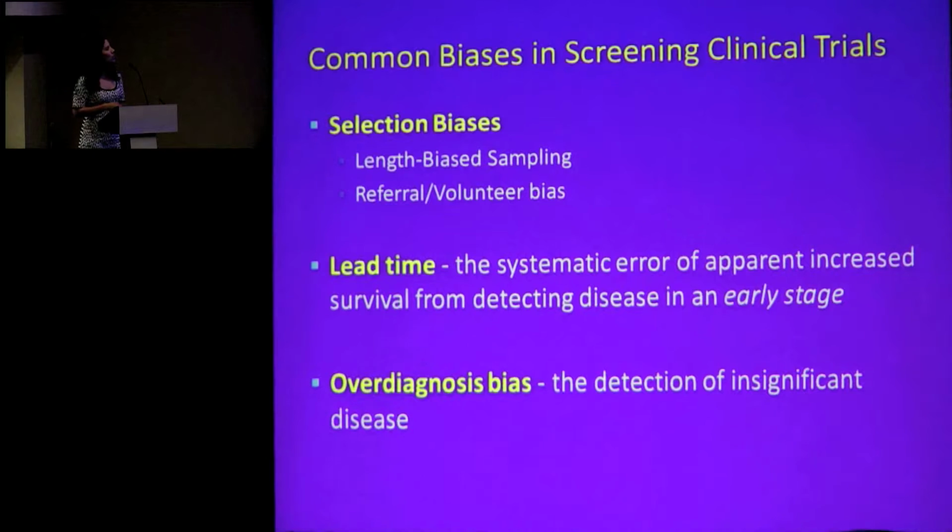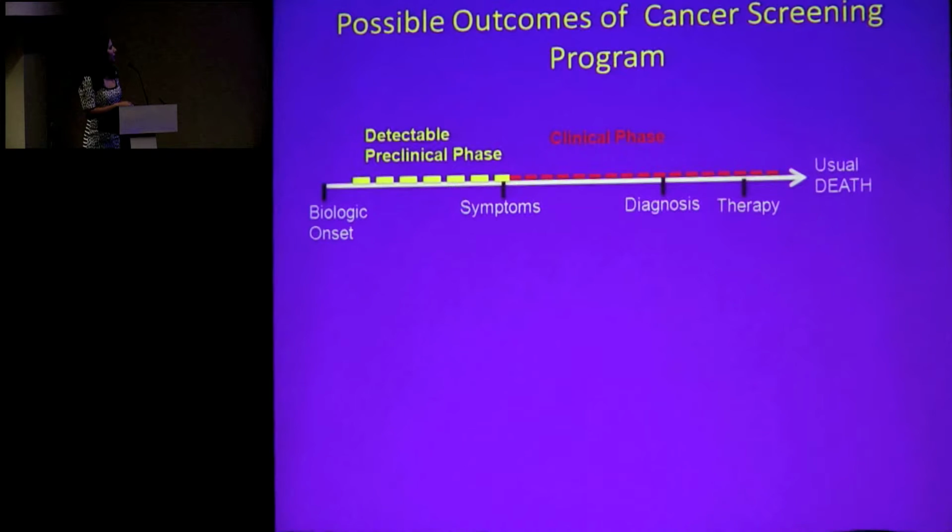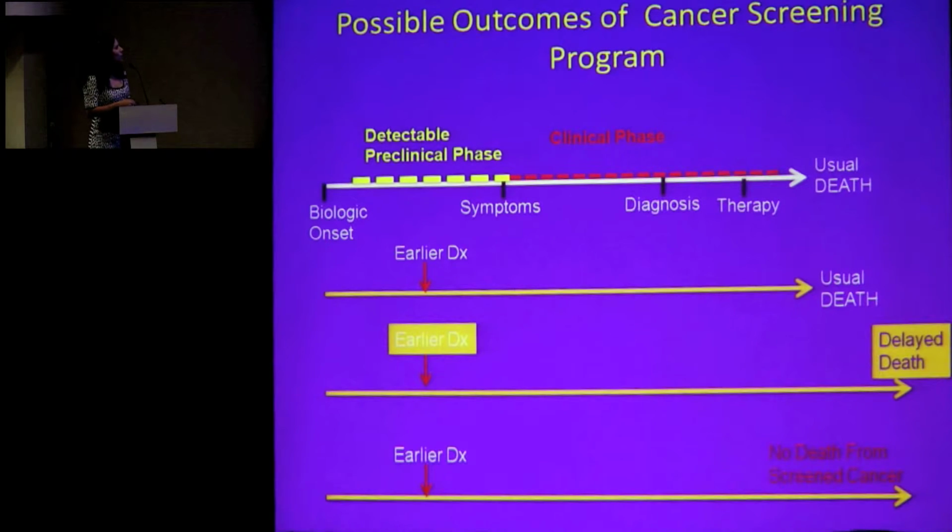I want to quickly go to potential biases that you can find in screening clinical trials, and these include selection biases, lead time bias, and overdiagnosis bias. Basically, when you do a screening program, there are going to be 3 different outcomes that you can see. You do an earlier diagnosis through screening, and you can follow people until they have their usual time of death. Or you can do earlier diagnosis and actually have an impact and have a delayed death of that person as a result of screening. But also you can do the screening and maybe no death from screen cancer occurred. So these are 3 different scenarios that you can see.